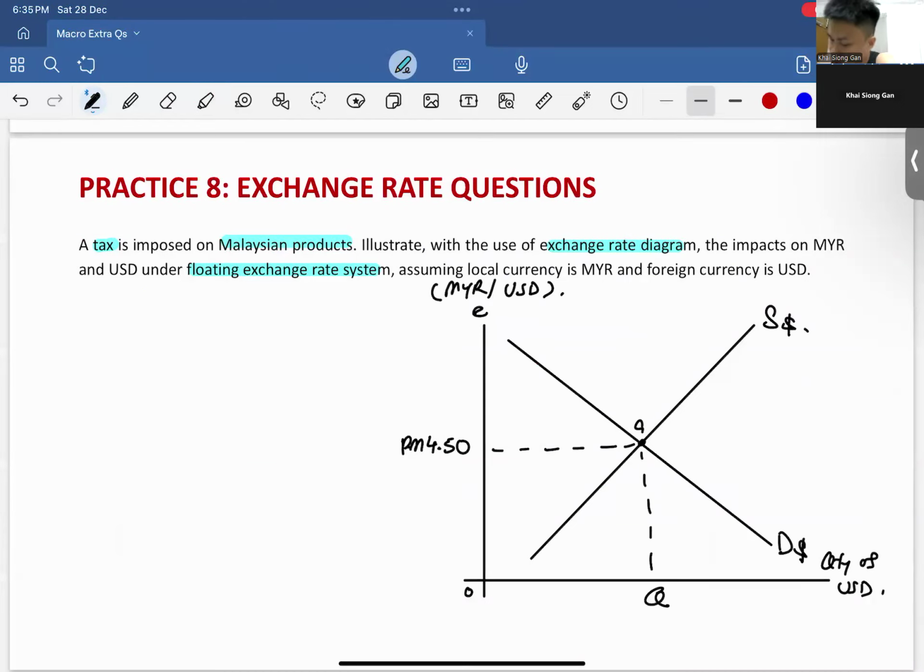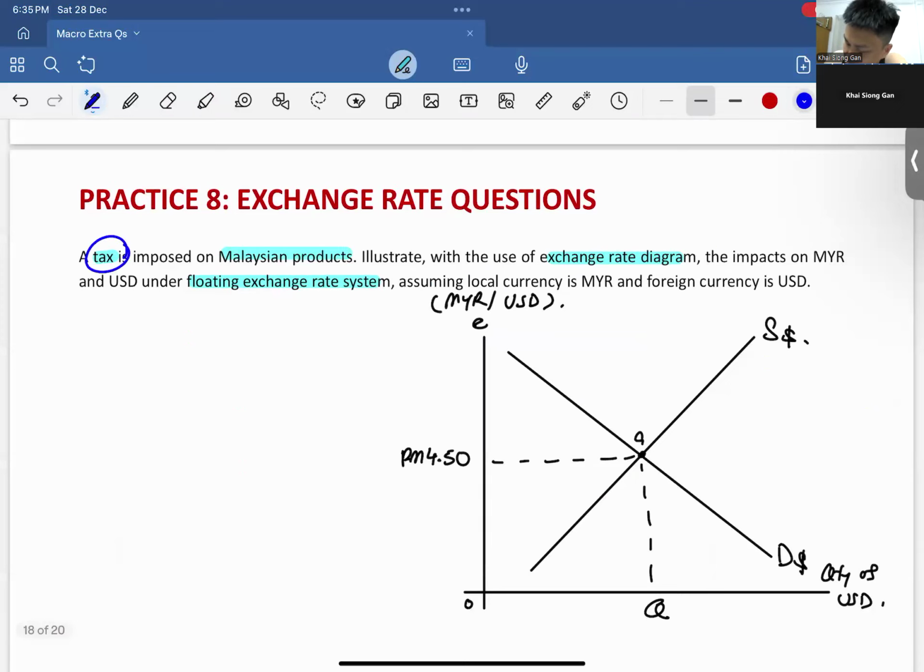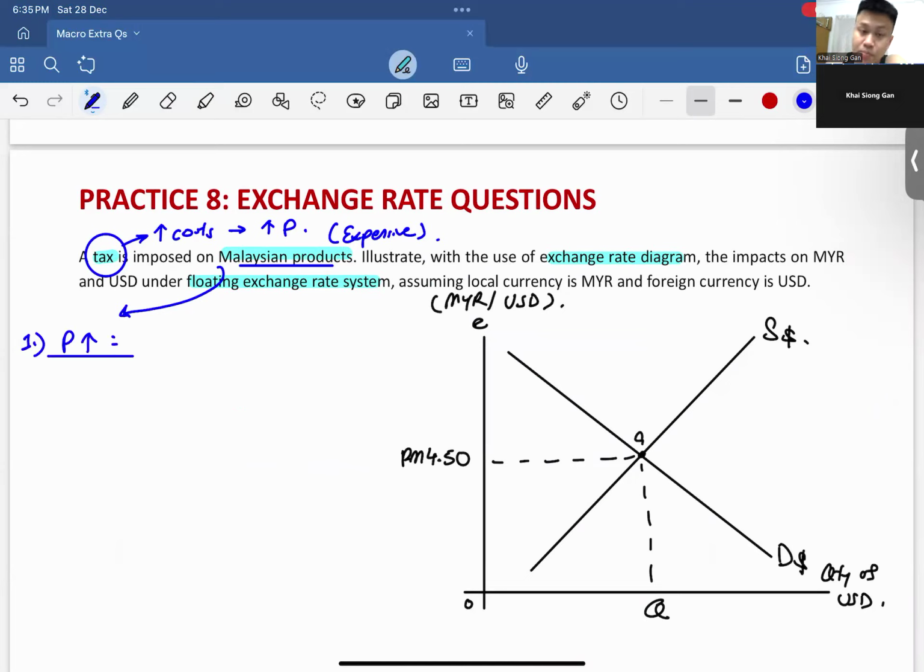That is the initial point. Tax is imposed on products. So what will be the impacts? Tax will increase the cost. So producers will pass the cost on in terms of higher prices. So Malaysian products become more expensive. Two impacts here. So the price of Malaysian products goes up. So how?